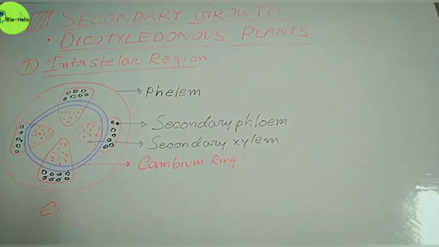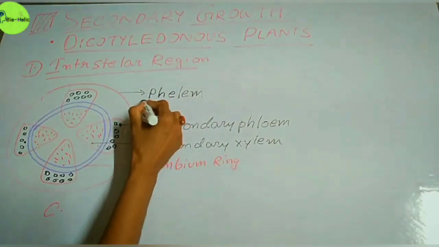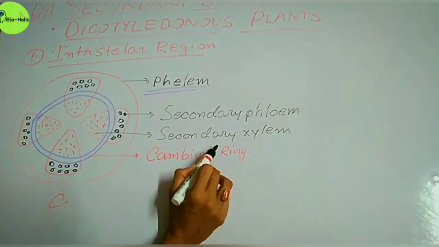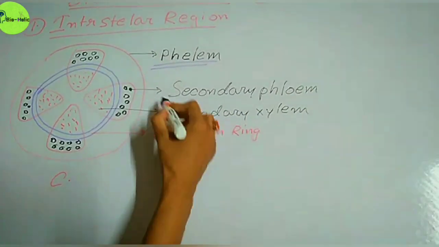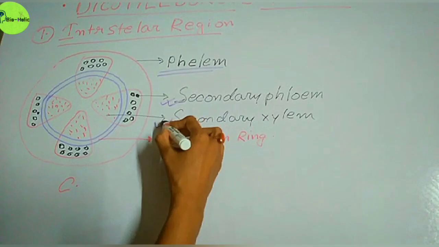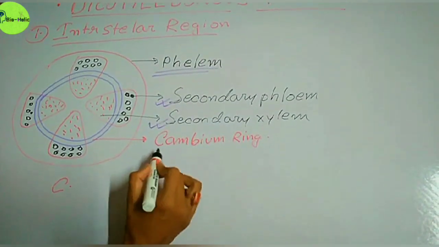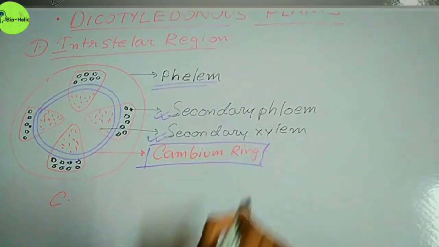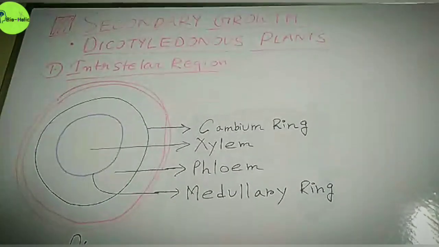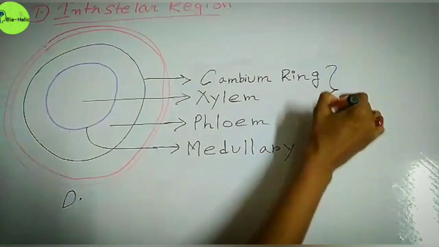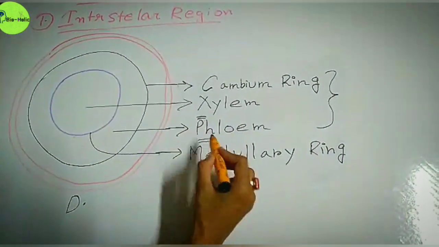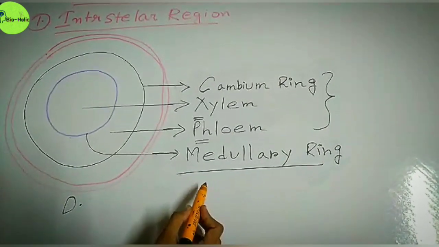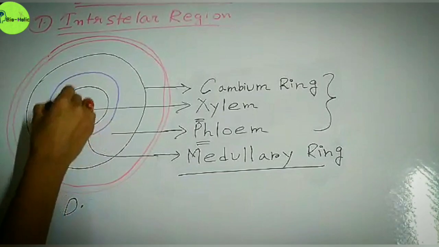In the next step, the epidermis is converted to the phloem part. The primary xylem and primary phloem is converted to the secondary type of phloem and the secondary type of xylem. And there is a huge growth in the cambium ring. In the next step, there is a huge growth in the cambium ring, the xylem and the phloem. And there is a formation of medullary ring in the inner part of the plant.